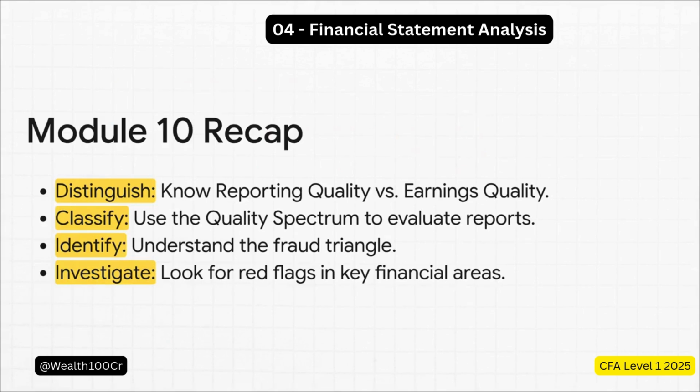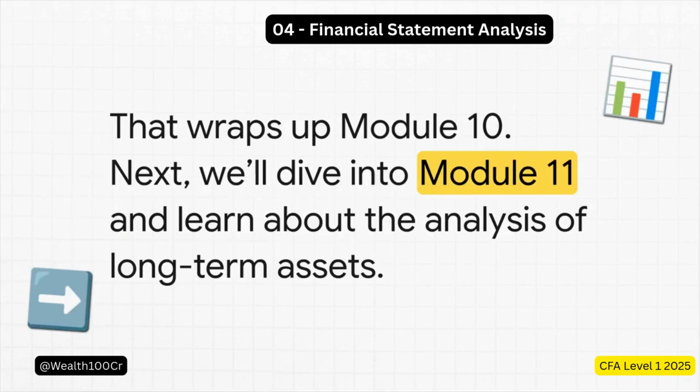So let's do a quick recap. Your financial detective's toolkit is now loaded up. You know how to distinguish between the quality of the report and the quality of the results. You can use the quality spectrum to classify what you find. You get the why behind misreporting with the fraud triangle, and you've got a killer checklist of red flags to guide your investigation. And that's a wrap on Module 10. You are now ready to look at any financial statement with a healthy dose of professional skepticism.